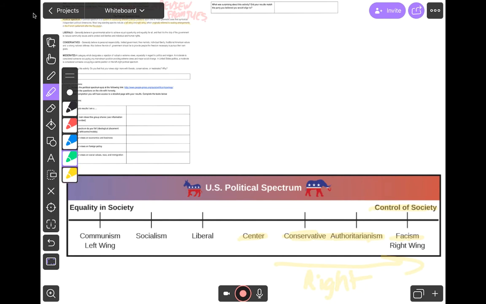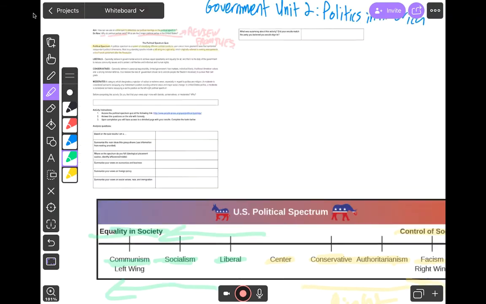If we move to the left of the spectrum, we'll first hit liberal, and liberals are seen as left-leaning. If you go even past liberals, you hit socialist and then communist, and you'll see that this movement left is an encouragement of total equality in society. So where people fall along this spectrum can tell you what their political ideologies and political beliefs are.